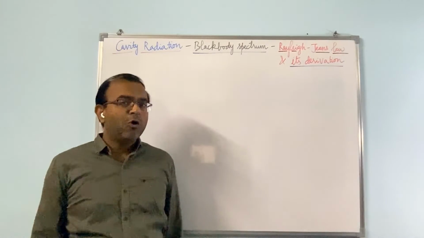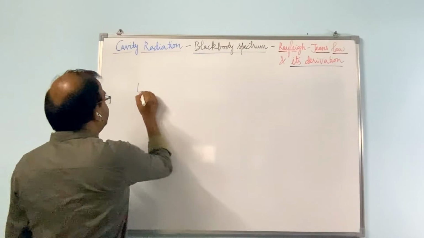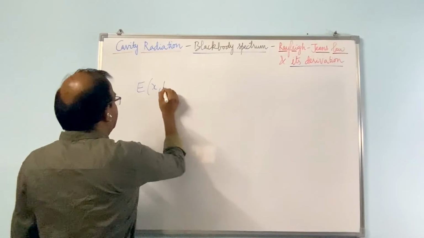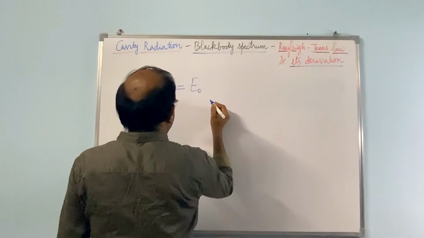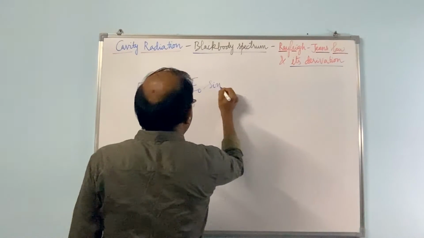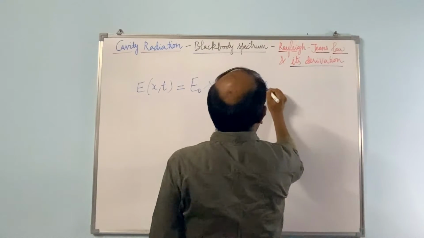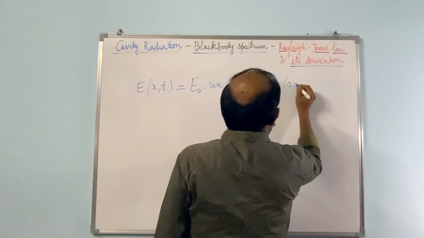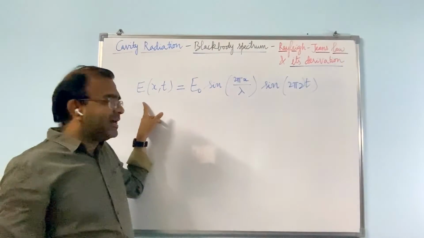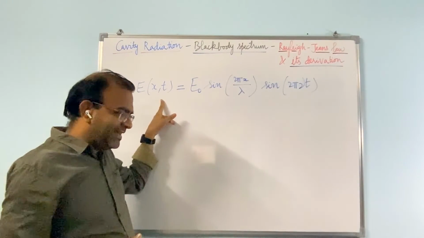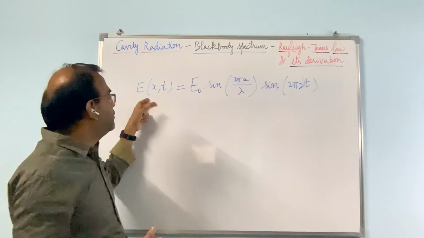The electric field for the one-dimensional electromagnetic wave can be mathematically described by the function E of x comma t equals E naught sine 2 pi x over lambda multiplied by sine 2 pi nu t, where E of x, t is the electric field of the electromagnetic wave, that is, a function that describes the electric field.